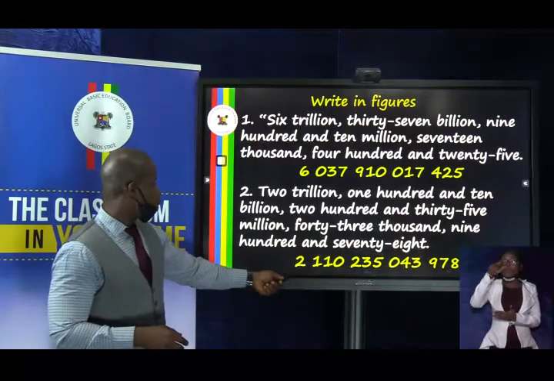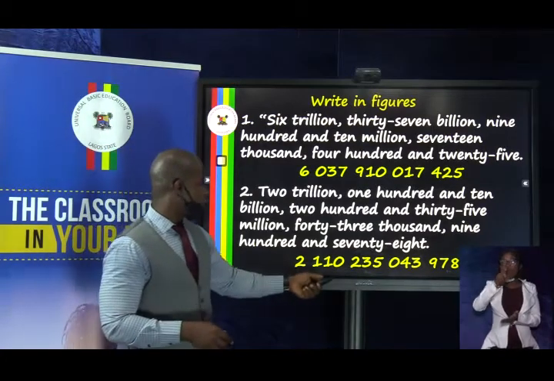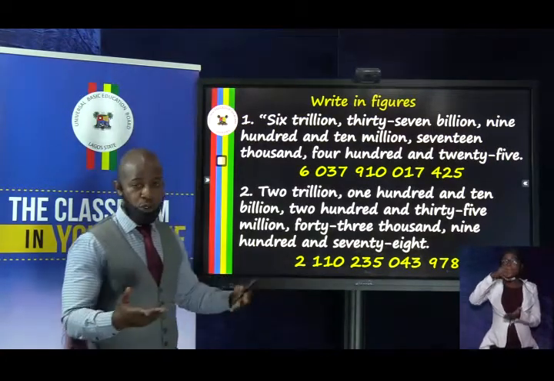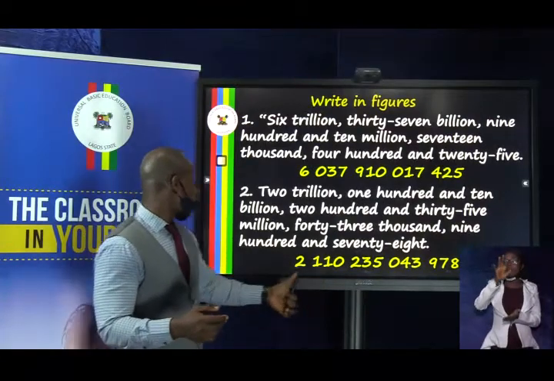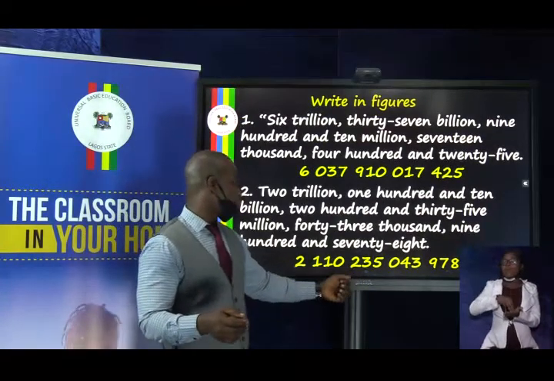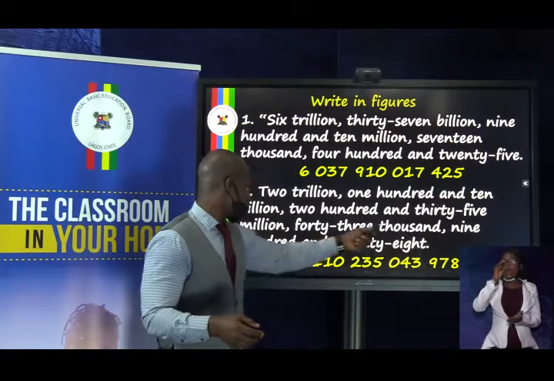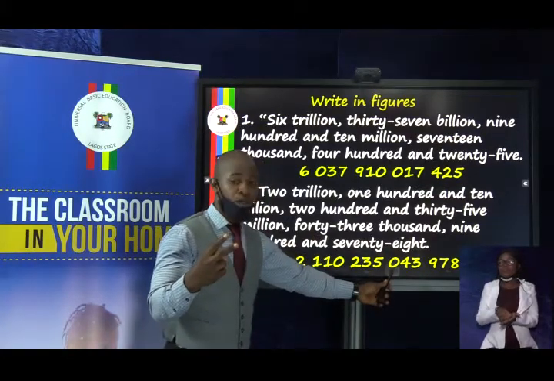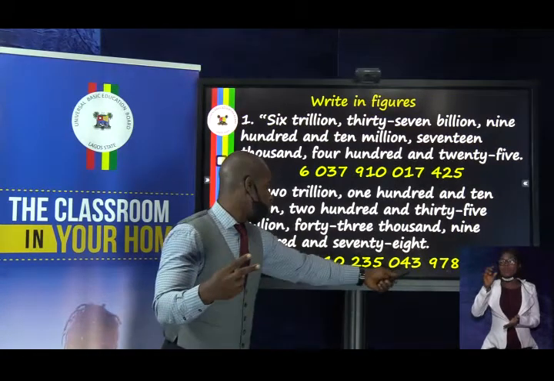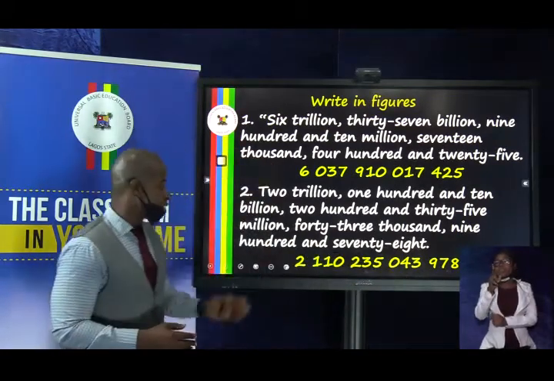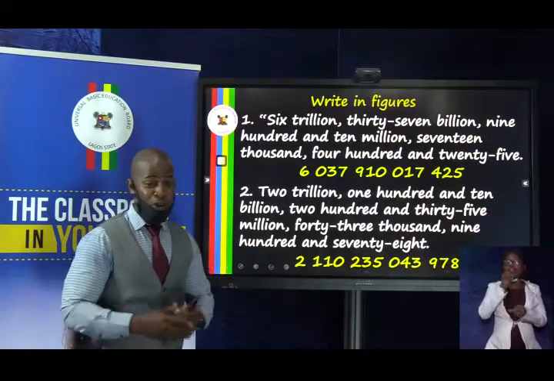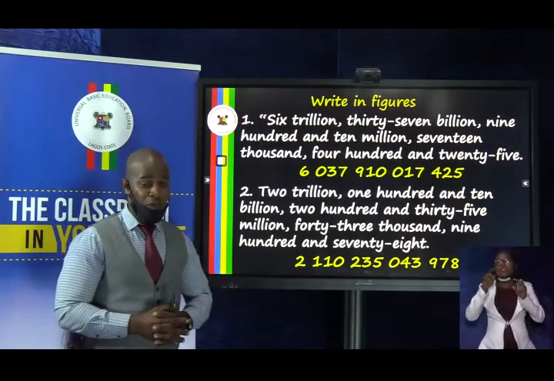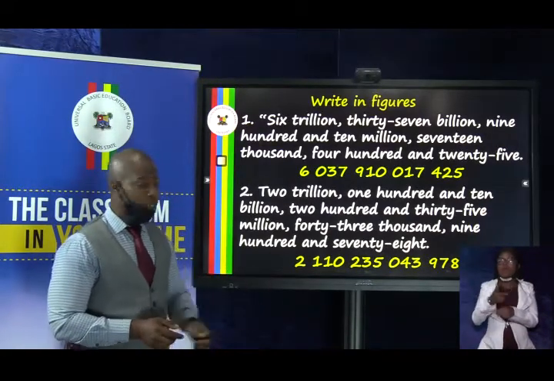This is 2 trillion, 110 billion, so that's just 110, that's 3 digits. 235 million, so million is the next place. And you have 1,000, that is 43,000. 43 is just 2 digits, so that's why you have this 0 there. And you have 978, which is 3 digits. I believe you got this right, my friend. Good job, you. But your work is not done for today. You still have more activities.